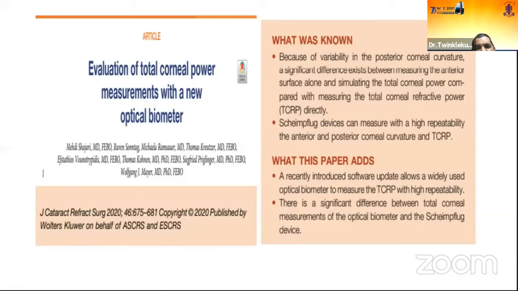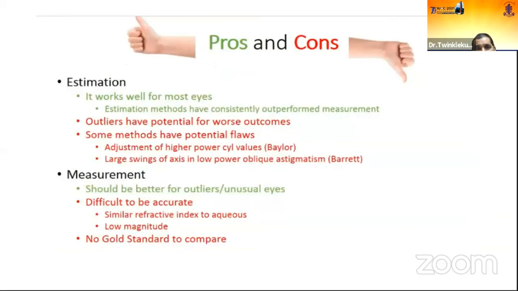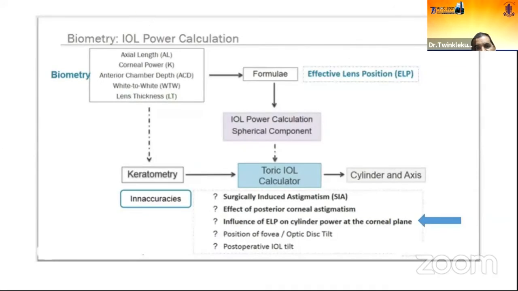This is another study which also showed the same thing: there is a difference between the two optical biometers, a difference between the corneal power measurements by two different machines. There is not a strong correlation between the optical biometry of the IOLMaster 700 and the Scheimpflug device Pentacam. The PCA power is not the same. So the advantage of estimation is that it works very well for most eyes, but the outliers work very badly. When you go for measurement, it is better for outliers and unusual eyes, oblique astigmatisms. But the problem is there is no gold standard technique to compare the different machines. Now we go for the third.